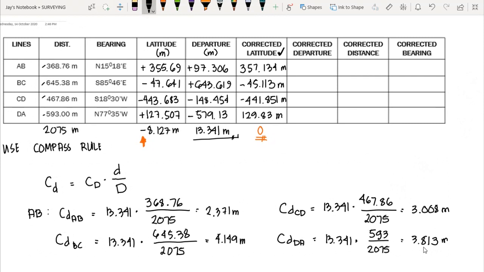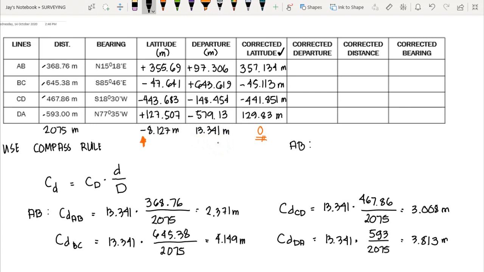And now let's compute for the corrected departure. Again, take note, the error of closure in the departure is positive. Therefore, there is an excess of 13.341 meters of measurement. So in order to compute for the corrected departure, we subtract this correction, since we have an excess measurement in the departure.